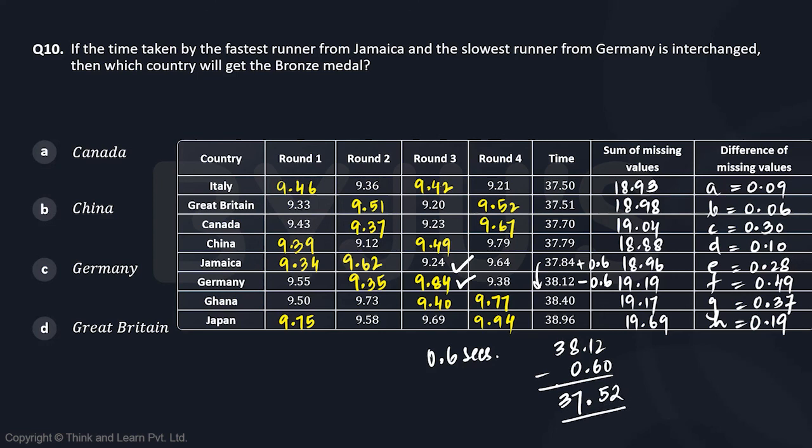The moment Germany has the total time as 37.52, Germany is pushed right between Great Britain and Canada, and Germany takes away the bronze medal. So the bronze medal will then go to Germany. So the answer is going to be C.